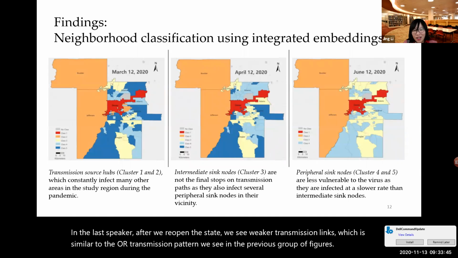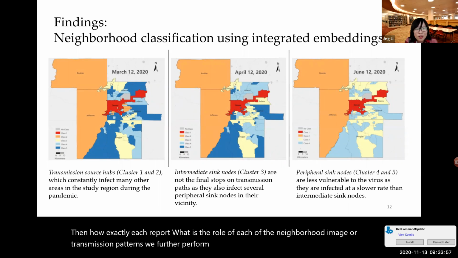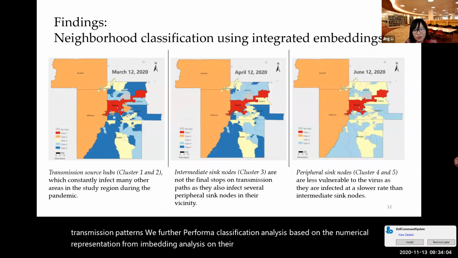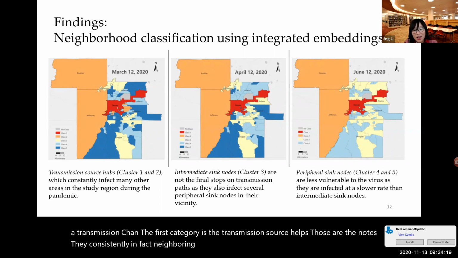Then how exactly, what is the role of each neighborhood in the overall transmission pattern? We further perform a classification analysis based on the numerical representation from the embedding analysis. There are 3 general categories of nodes in the transmission chain. The first category is the transmission source hubs. Those are the nodes that consistently infect neighboring neighborhoods.